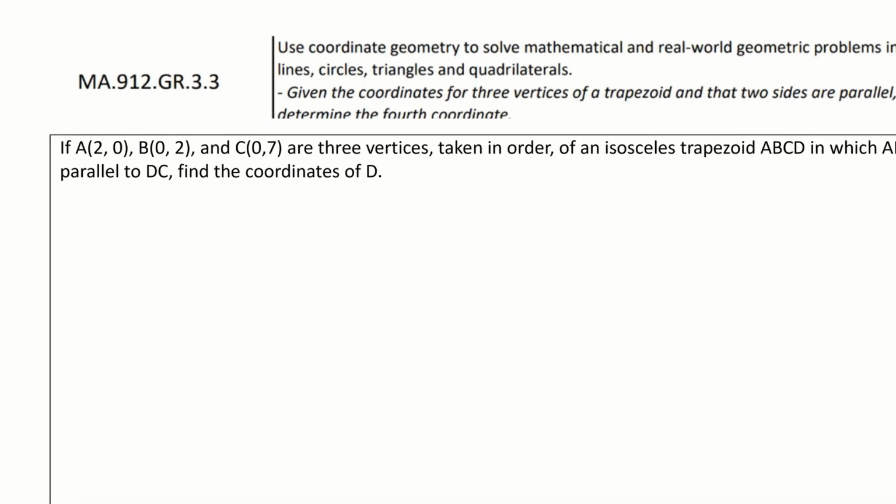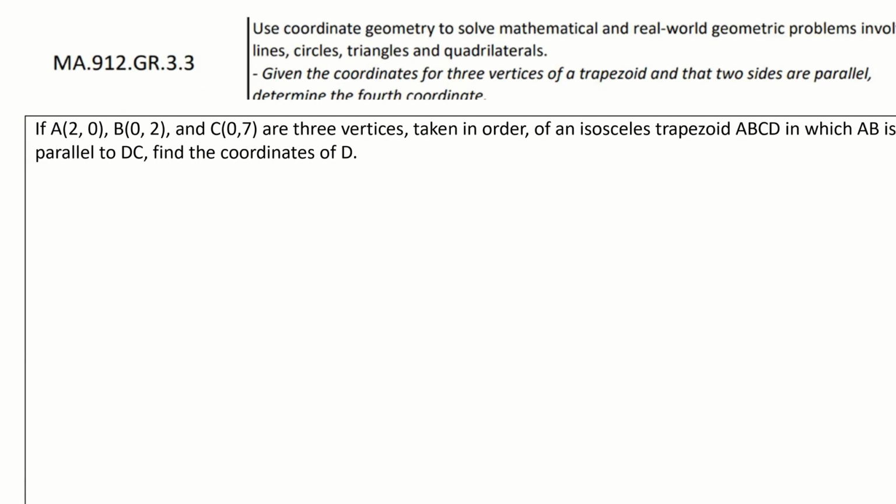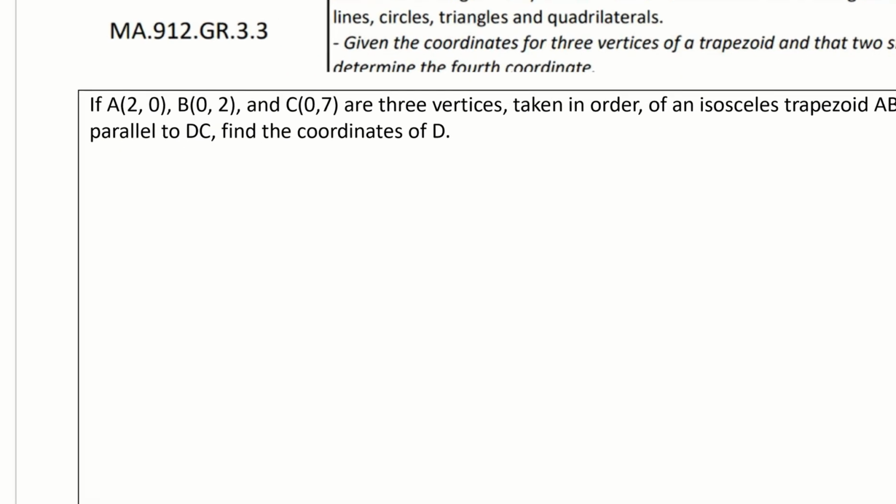All right, so let's look at GR 3.3. Here, given the coordinates, determine the fourth coordinate. So given the coordinates for the 3 vertices of a trapezoid, determine the fourth coordinate. Okay, so we're going to graph this. So let's graph it real quick. Let's see, so we got 1, 2. So A is 2, 0. B is 0, 2. C is 0, 7.